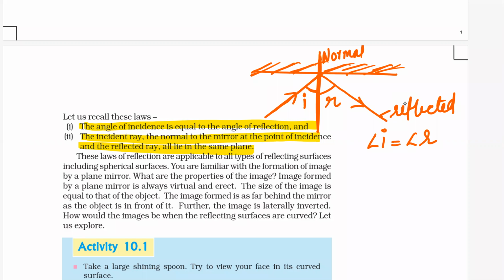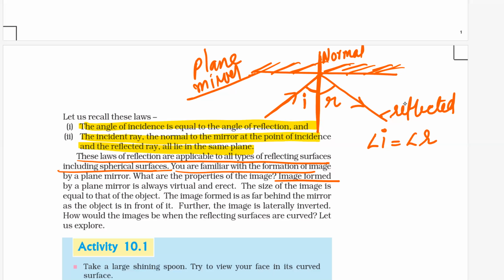Now laws of reflection are applicable to all types of reflecting surface, including spherical surfaces. You are familiar with the formation of image by a plane mirror. This is actually a plane mirror only. What are the properties of a plane mirror? Image formed is always virtual and erect. Then the size of the image is equal to the size of the object. The image formed is as far behind the mirror as the object is in front of it. Image is laterally inverted.